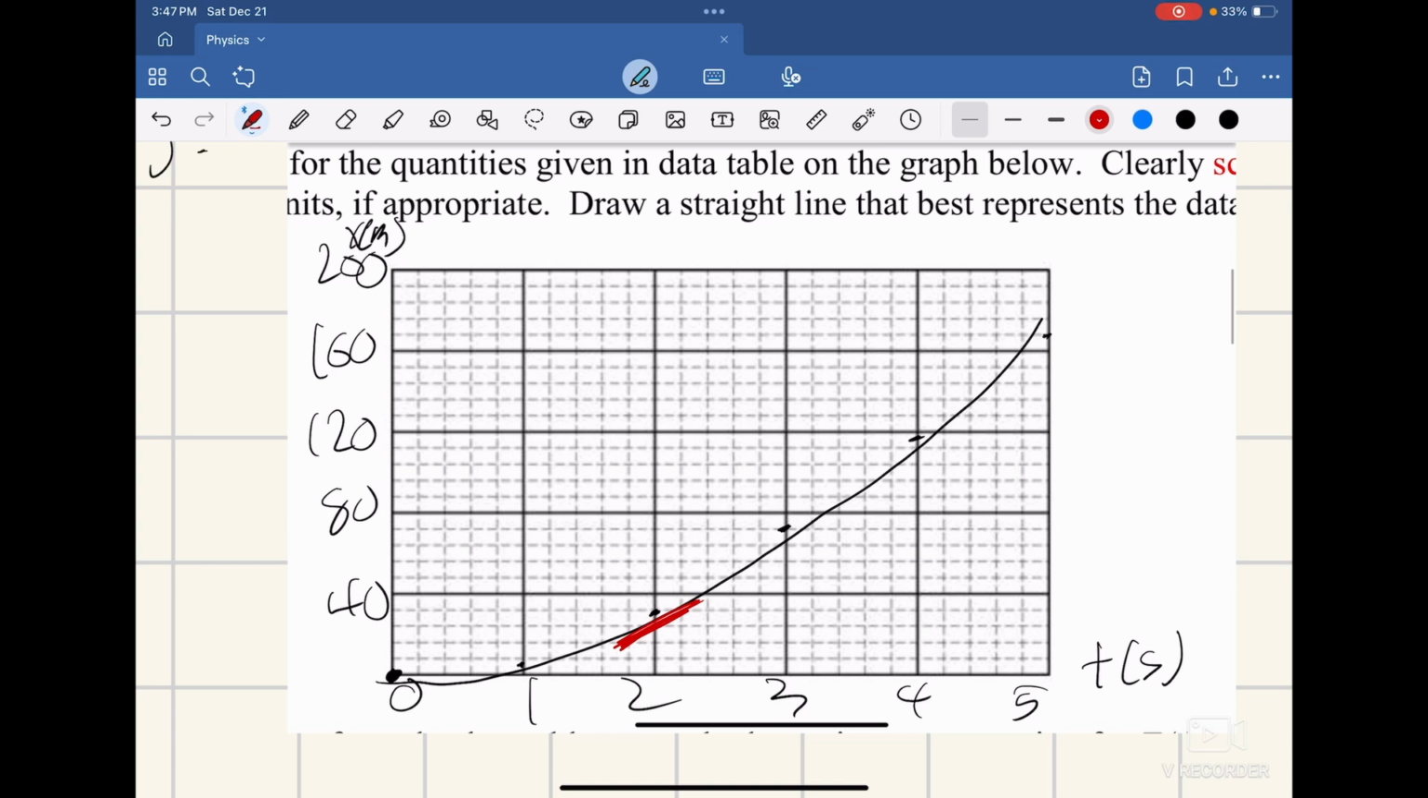And for the second part, we're asked to draw a line that represents the average speed from 0 to 1. So the average speed from 0 to 1 is like that. From 0 to 2, like this. 0 to 3, 0 to 4. I'll use a straight line: 0 to 1, 0 to 2, 0 to 3, 0 to 4, and 0 to 5. And we are asked to clearly explain what happens to the average speed of the car during each interval.